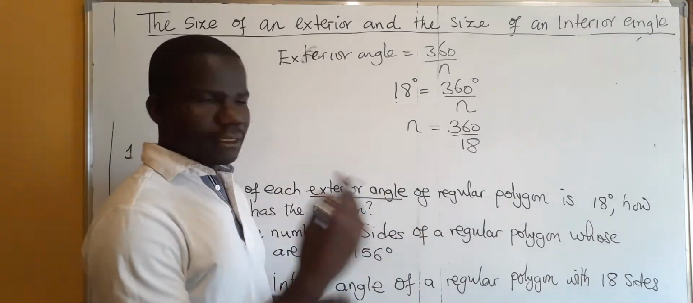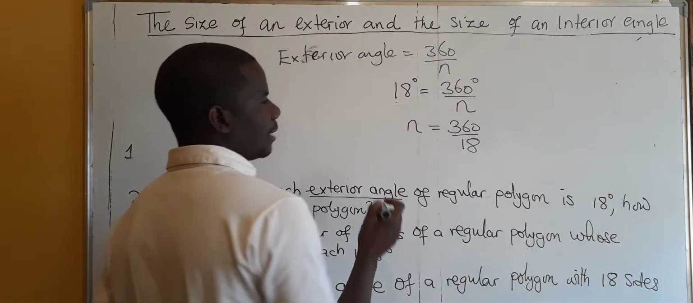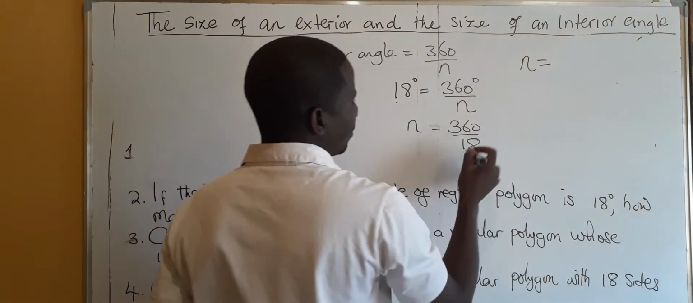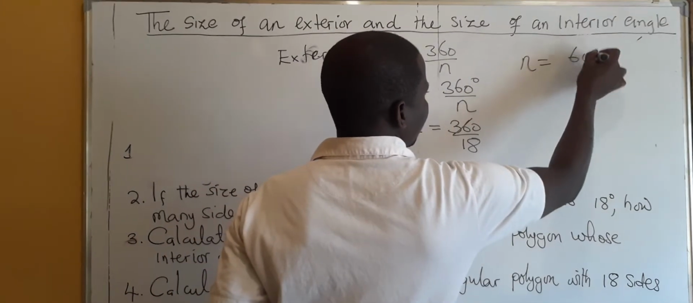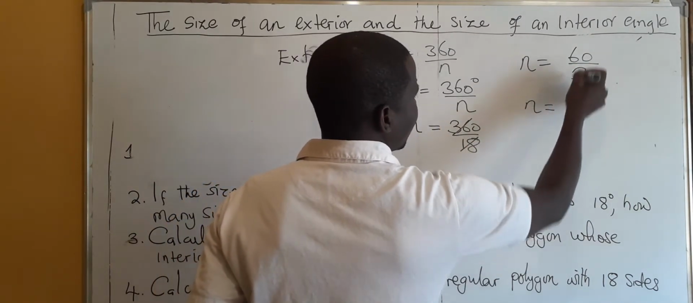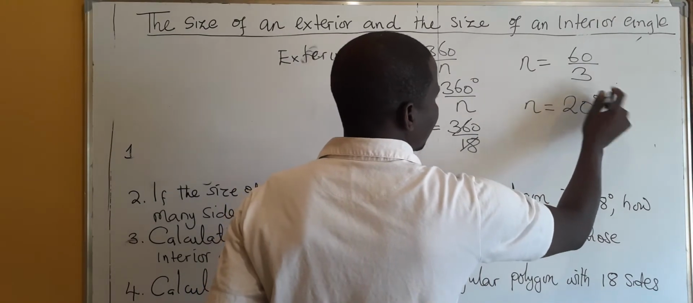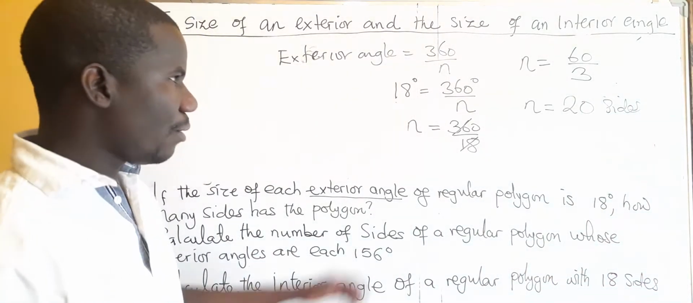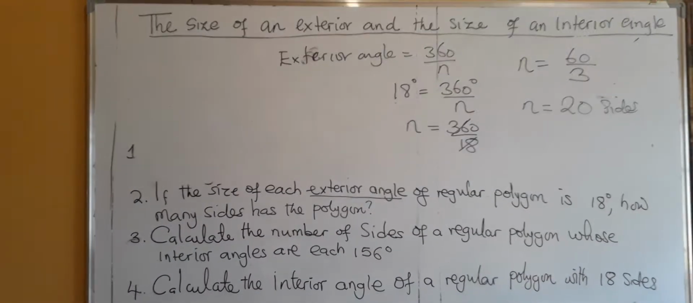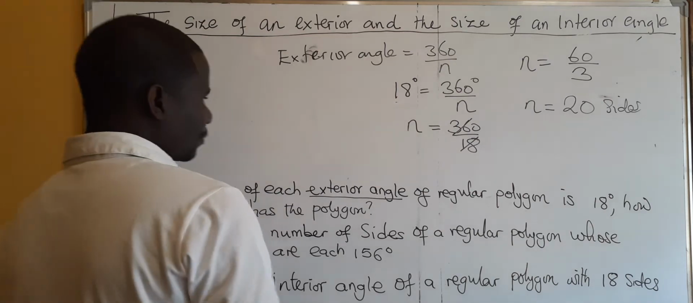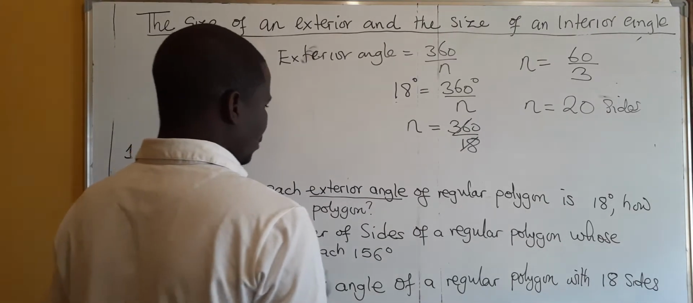You can do it in bits, so that in case you are scared of making mistakes, you can work step by step. n is equal to 36 over 18, then 60 divided by 6 is 10, 6 into 6 is 3, and you go on. So n is equal to 20. The number of sides is 20. I hope you're able to get that. So let's go to the next one.